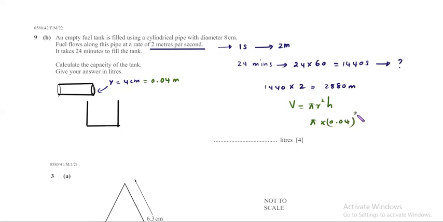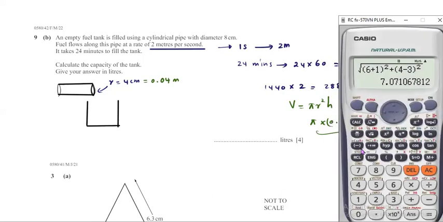I need to square this and times it with the height. This height is the length that is mentioned here, which is 2,880 meters. I'm gonna multiply this, so when I multiply this, I get the answer in cubic meters. So then let me put this in the calculator.